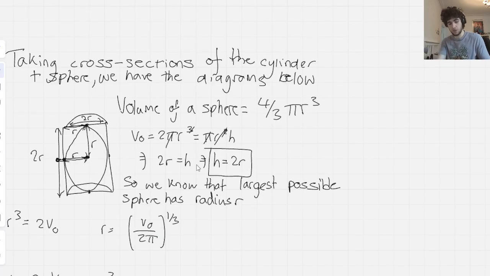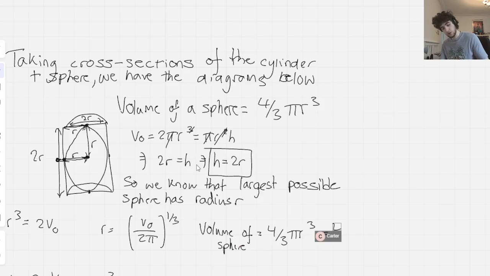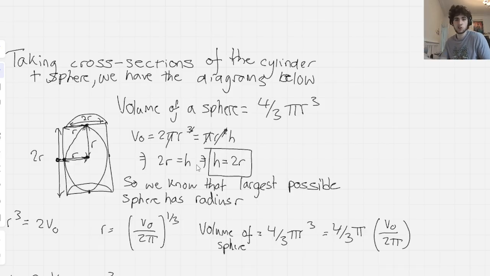So from here, we just calculate our volume. The volume of the sphere is equal to 4 thirds multiplied by pi r cubed. Effectively this is going to give us 4 thirds multiplied by pi times v naught over 2 pi, right? Because we had the cube root of v naught over 2 pi, and then we just cubed it. So the cube root cubed just cancels out the cube root. You just get v naught over 2 pi.